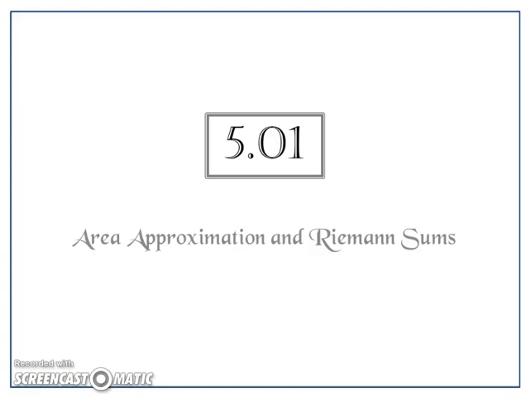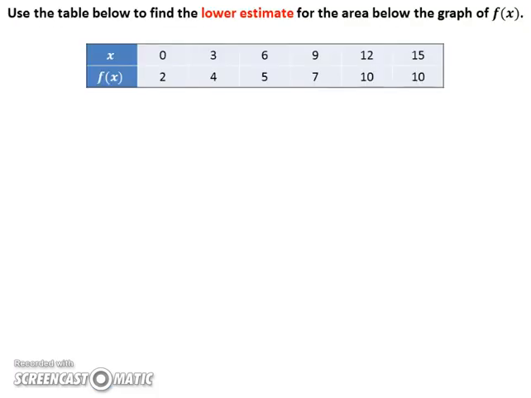In this video, we'll continue estimating the area under a curve, but now we're given tables of points. So let's try this problem. Use the table below to find the lower estimate for the area below the graph of f of x. So we're not given an actual formula, we're just given a table of points. So it's hard to tell what the lower estimate is or the upper estimate based on just the table.